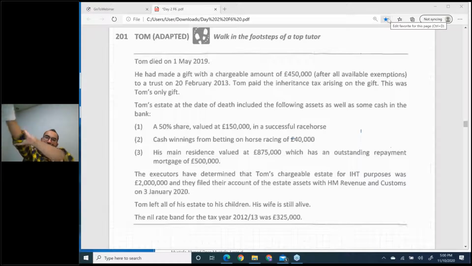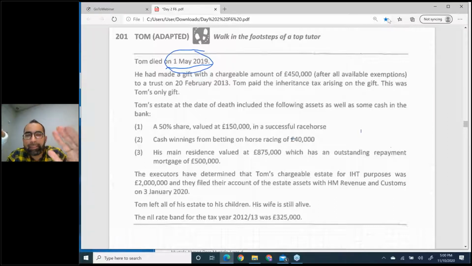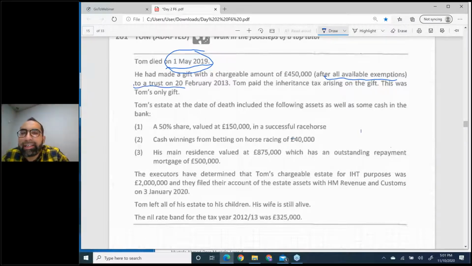Let's start. Tom died. Very important date: 1st May 2019. Don't forget this date. This is the date of death. Now they are telling you the story history. He had made a gift with a chargeable amount of 450,000 after all available exemptions. Thank God, that means annual exemption has already been deducted. The gift was made to a trust, that means it's a CLT.